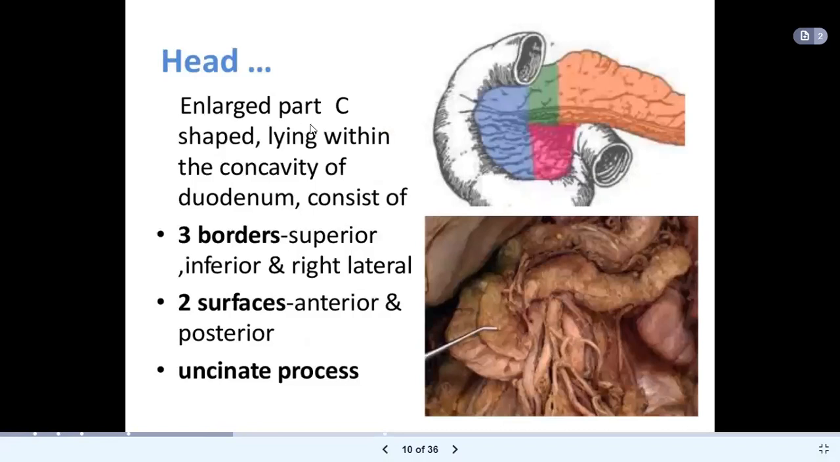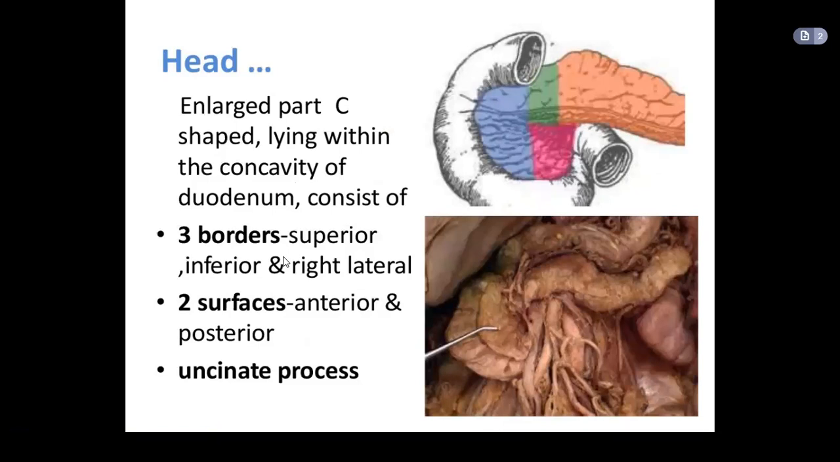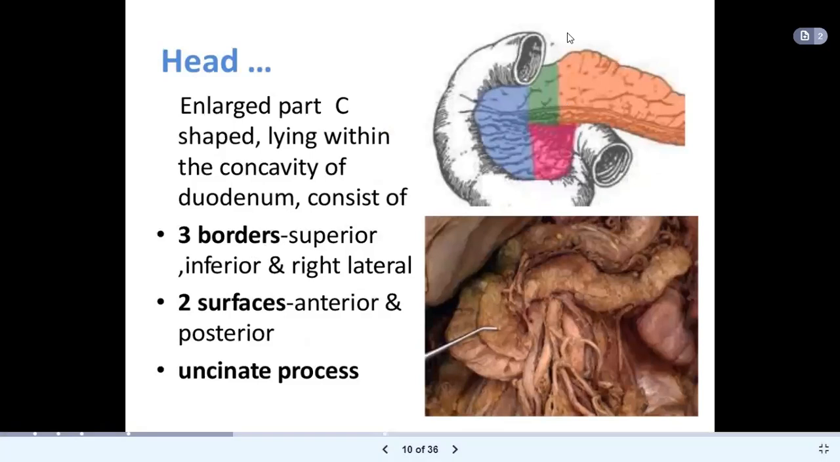Head is the enlarged part, C-shaped, lying within the concavity of the duodenum. It consists of three borders: upper or superior border, lower border and right lateral border; two surfaces, anterior surface and posterior surface; and one process, that is the uncinate process, which is in pink color.